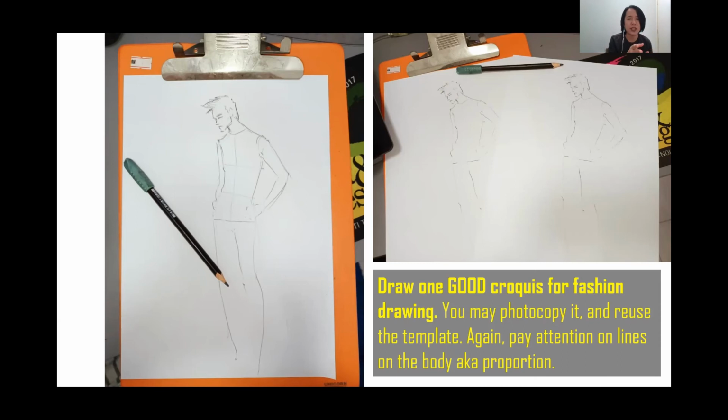So look at the croquis that is in the slide. It is not frontal, it is slightly 3/4. So the center front line is slightly on the side. It is not frontal. So those are the things that you need to keep in mind for a good fashion drawing. And you photocopy it.